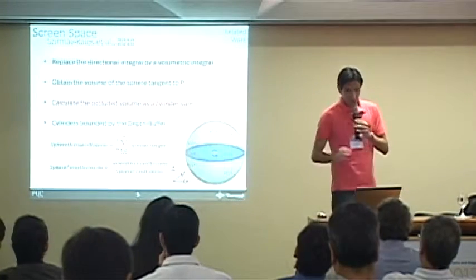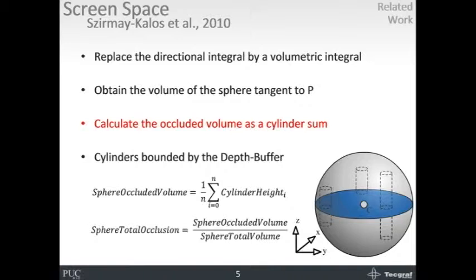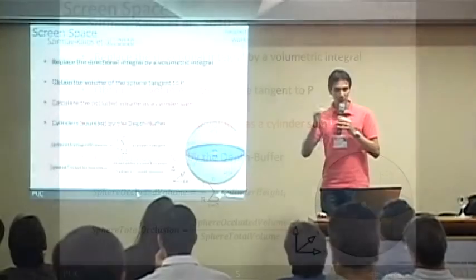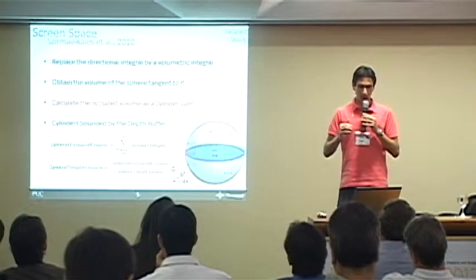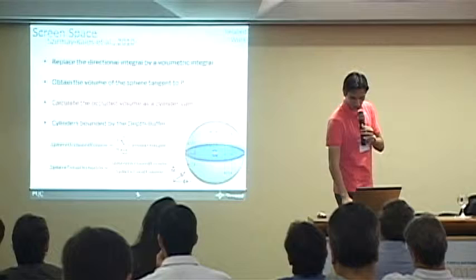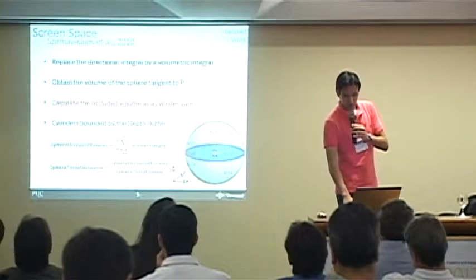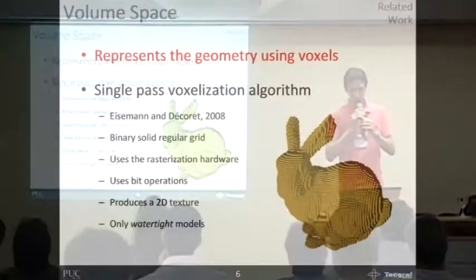To calculate the volume of this tangent sphere, he does a cylinder sum, and the height of each cylinder is bounded by the depth buffer. Okay, that's how he uses only the information on the screen to calculate the ambient occlusion.